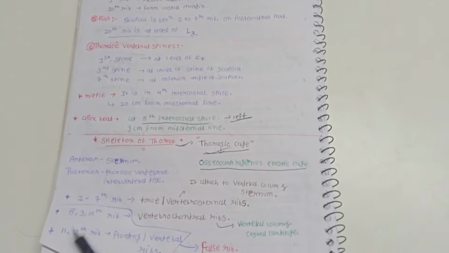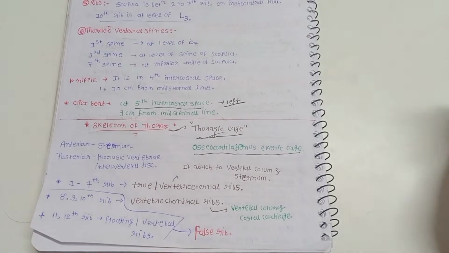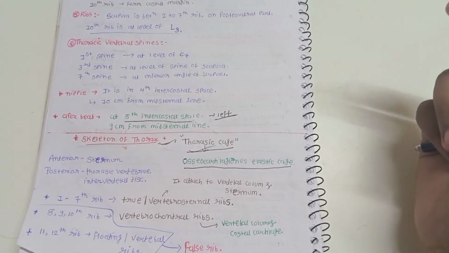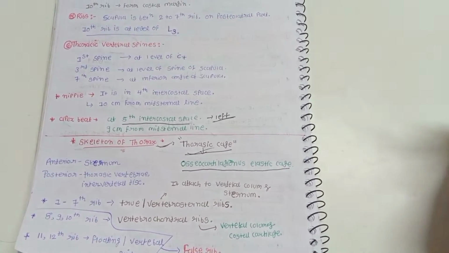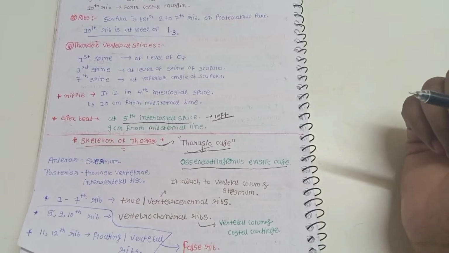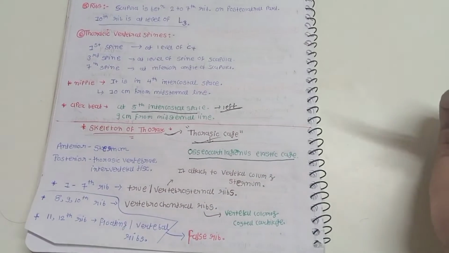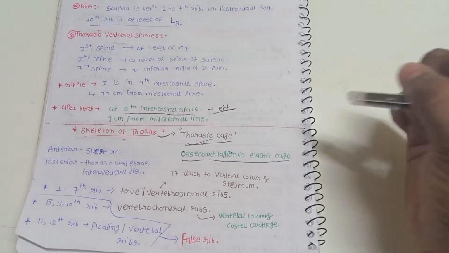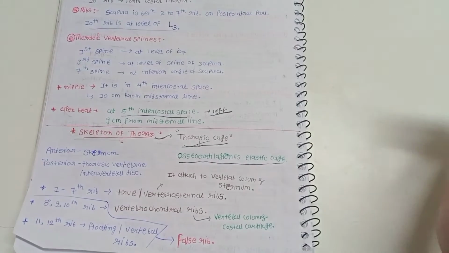Then the skeleton of the thorax. There are 12 pairs of ribs. The first to seventh ribs are called true or vertebrosternal ribs because they are attached to the vertebrae and the sternum on both sides. The 8th, 9th and 10th ribs are vertebrochondral ribs because they are attached to the vertebra and anteriorly to the cartilage of the 7th rib. The 11th and 12th pairs are floating ribs, also called false ribs.